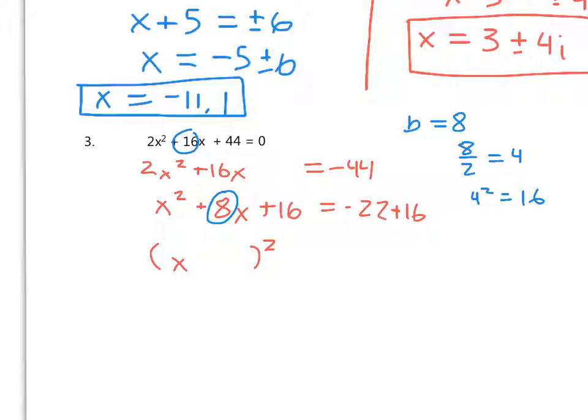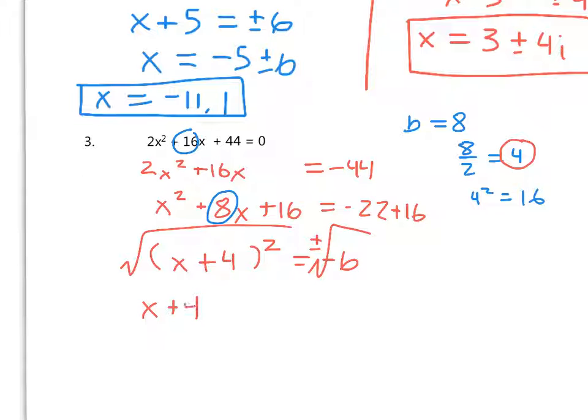Okay, what was the value before we squared it? It was 4. X plus 4 squared equals negative 6. Square root both sides. Plus or minus on the right side. X plus 4 equals plus or minus. And anytime you take the square root of a negative, you can pull out an i.